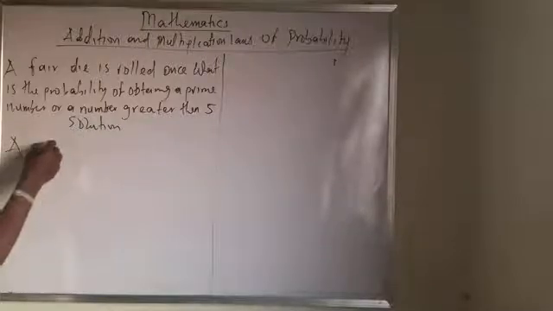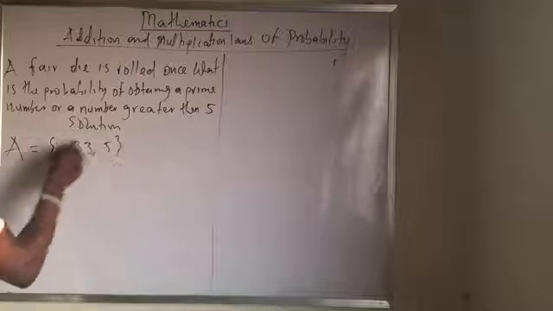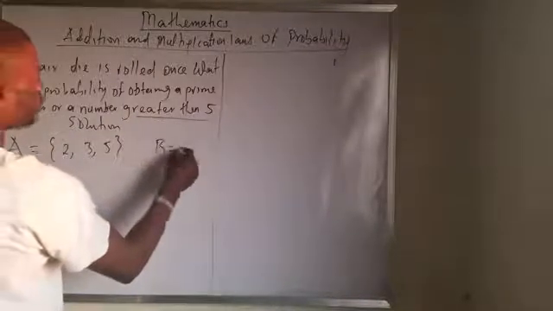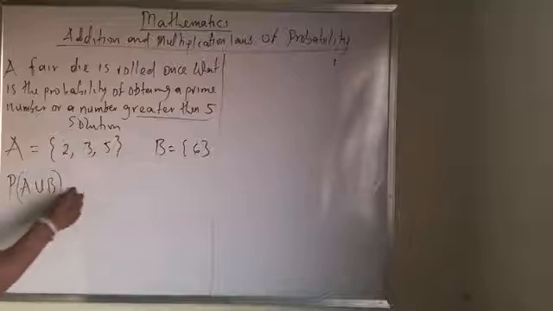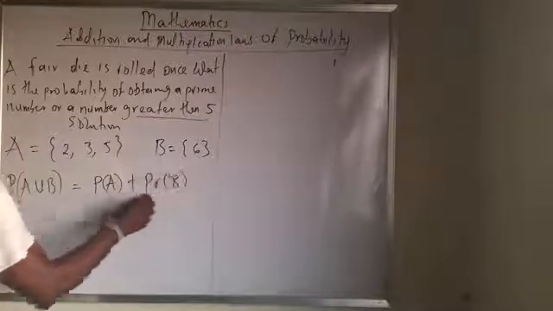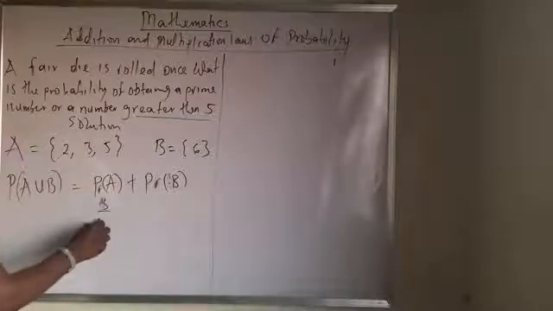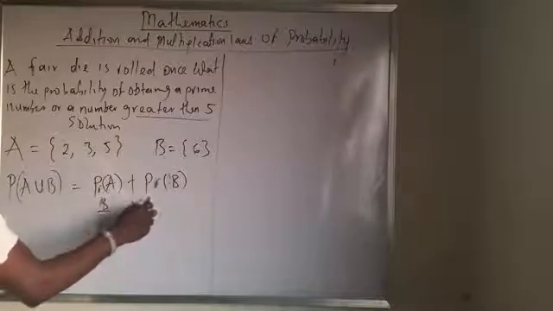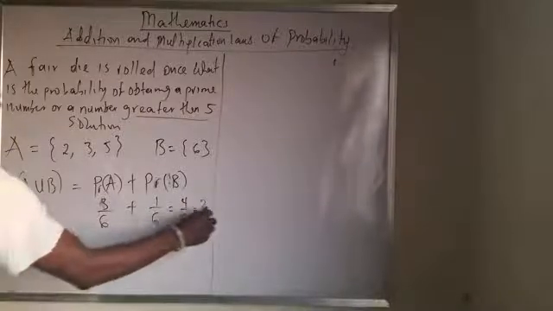The first one is probability of A. The sample space: prime numbers on a die are 2, 3, and 5. B is greater than 5, which means it will be only 6. Now, probability of obtaining A or B, that is mutually exclusive, will be equal to probability of A plus probability of B. Probability of A is 3 all over 6, plus probability of B, which is 1 all over 6, giving 4 all over 6, the same thing as 2 all over 3.